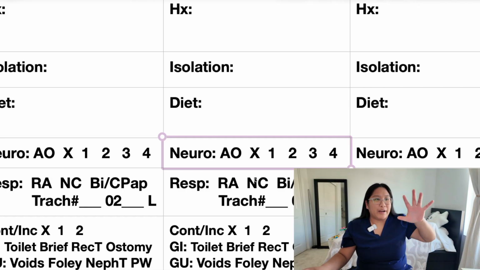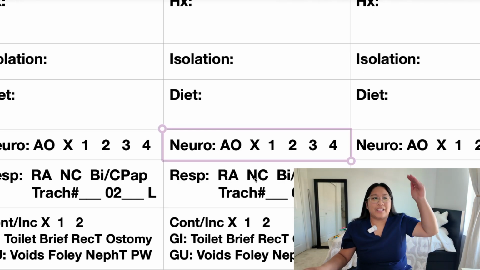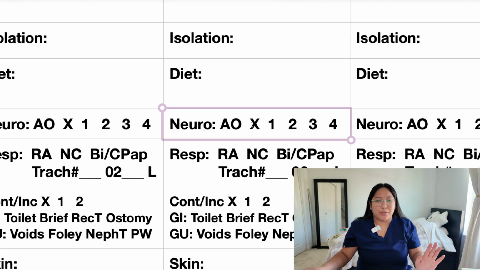And then next, neuros. So after I do the main history, then I'll do a somewhat head to toe thing. So starting from the head, neuros, out to the toes, AO times 1, 2, 3, and 4. Sometimes in the little space here I'll put, let's say they're Spanish speaking, so I'll put Spanish speaking. Sometimes I'll put forgetful.